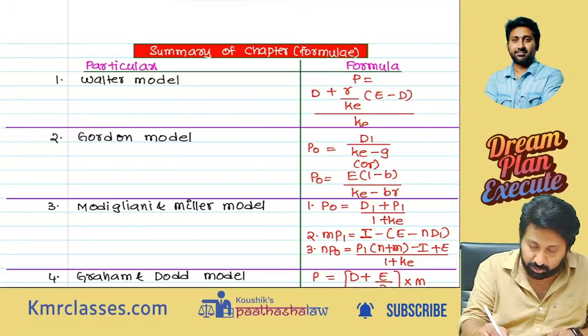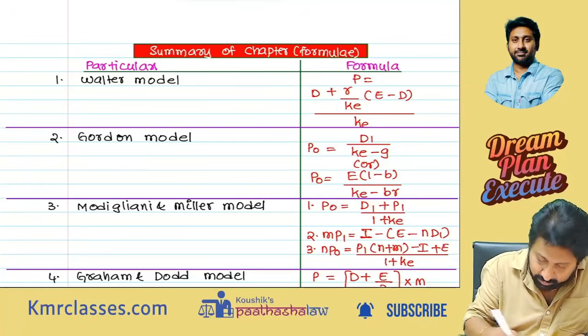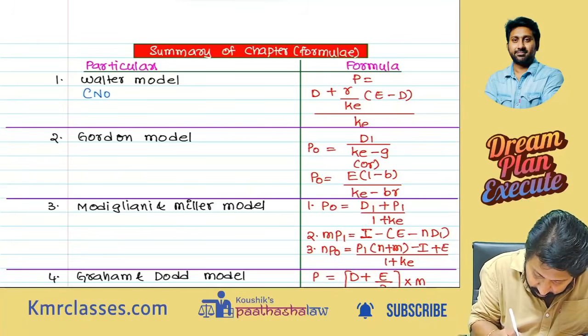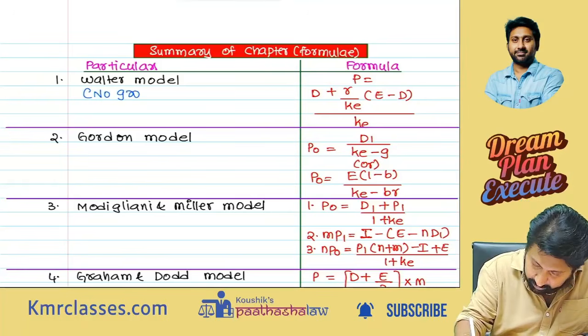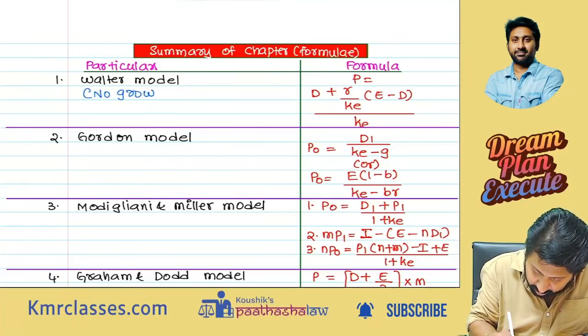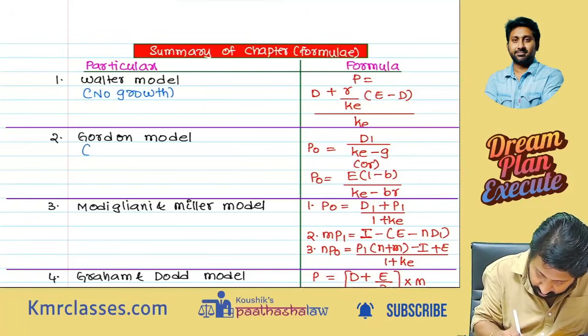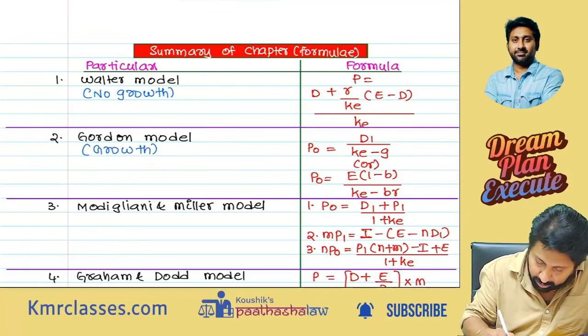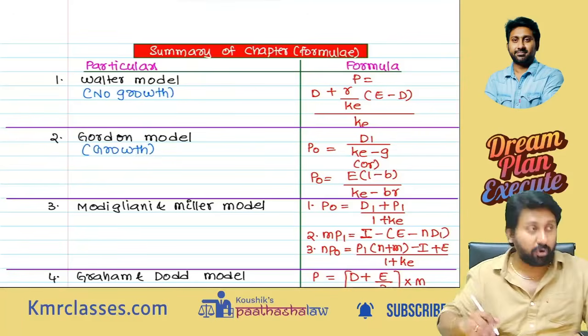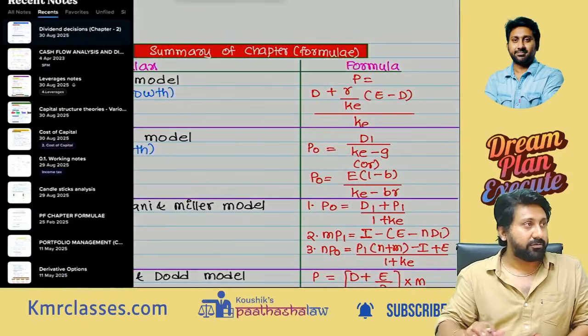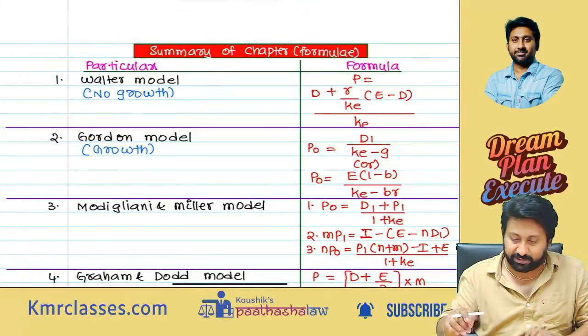Okay, so Walter model is a no growth model. Gordon model is a growth calculative model. One is without growth, one is with growth.